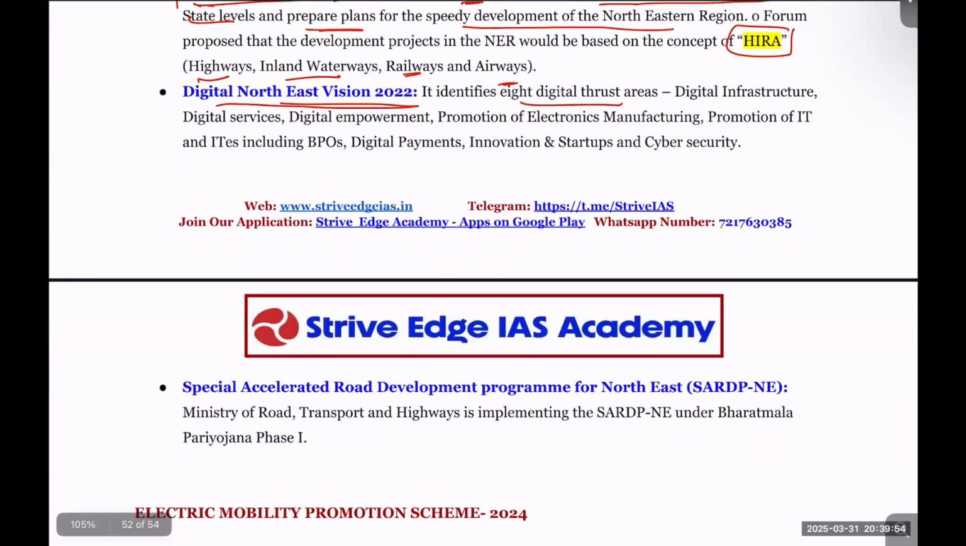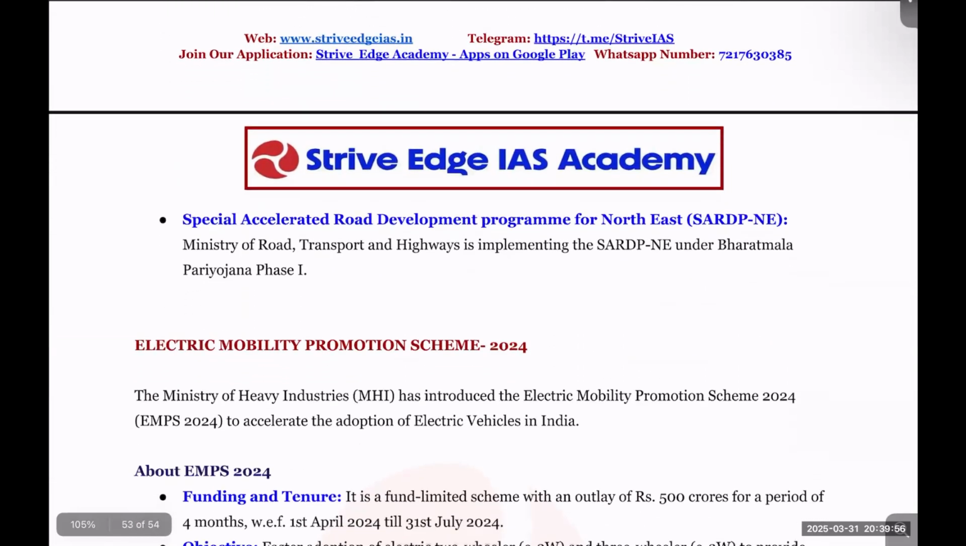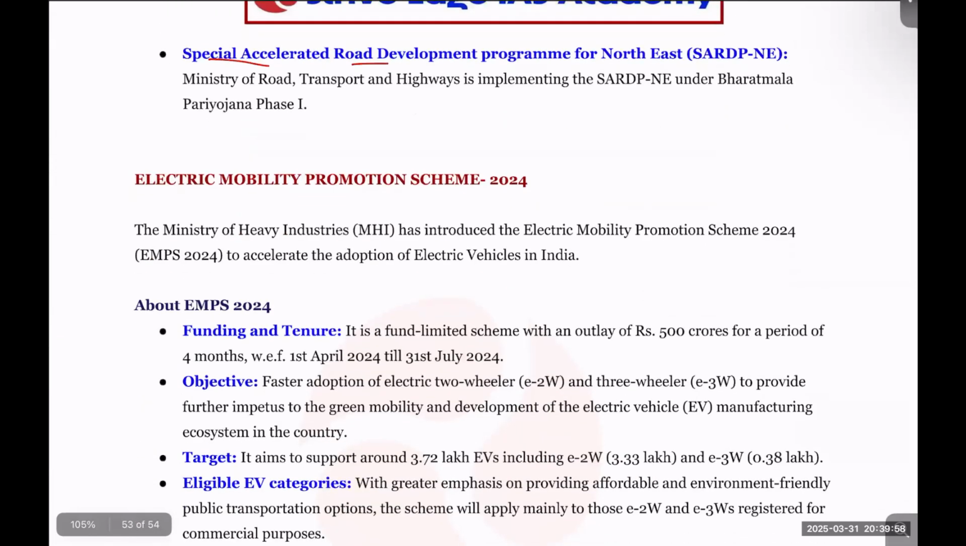So these are some of the schemes that have been launched for the Northeast region. Also, the Special Accelerated Road Development Programme for Northeast, SARDP-NE. So these are some of the initiatives, right?